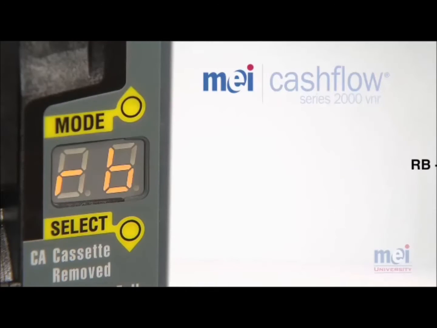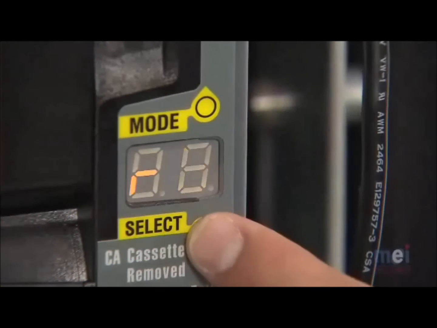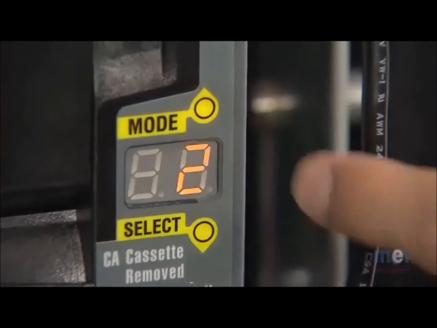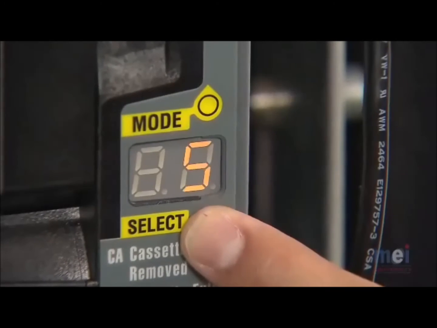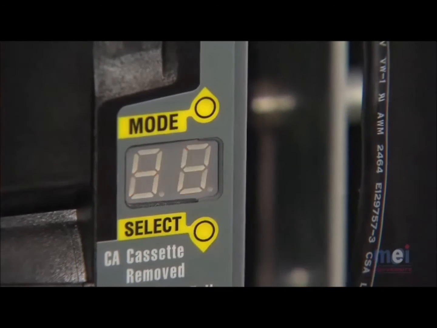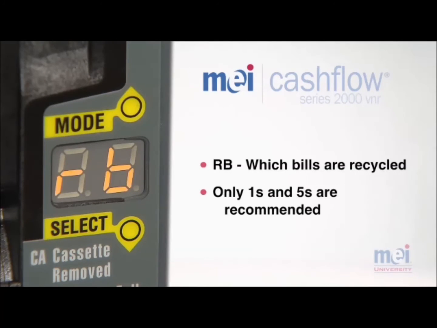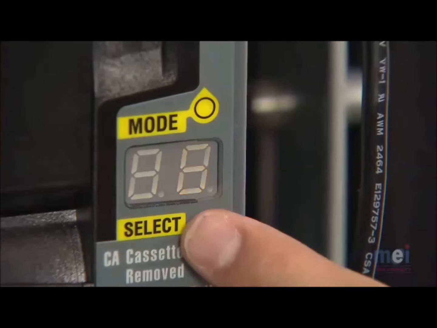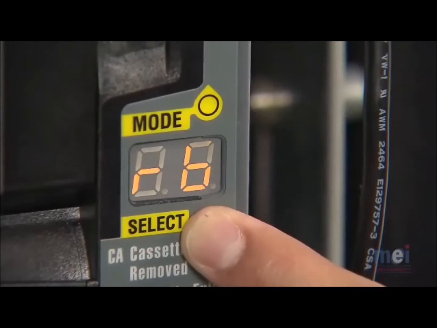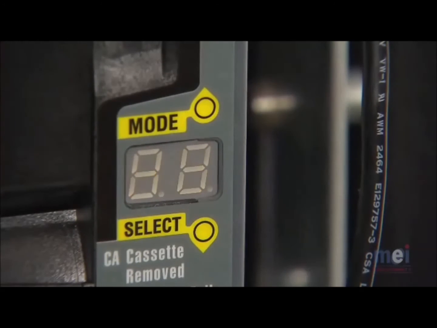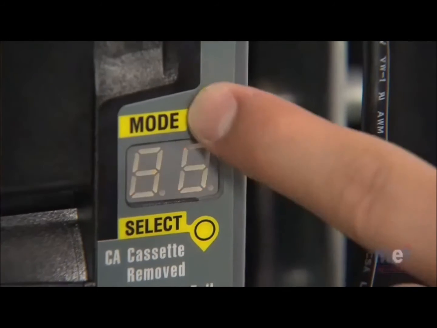The first menu option that shows up in the setup mode is RB for Recycle Bill. In this menu option, you can set which bill denomination is to be recycled. By pressing the Mode button, you can change the recycler to recycle 1s or 5s, as well as 2s and 10s. For the vending industry, it is recommended that only $1 and $5 bills are recycled. Once you find the denomination you would like to recycle, press and hold the Select button until the display returns to RB. The selection is now locked in.